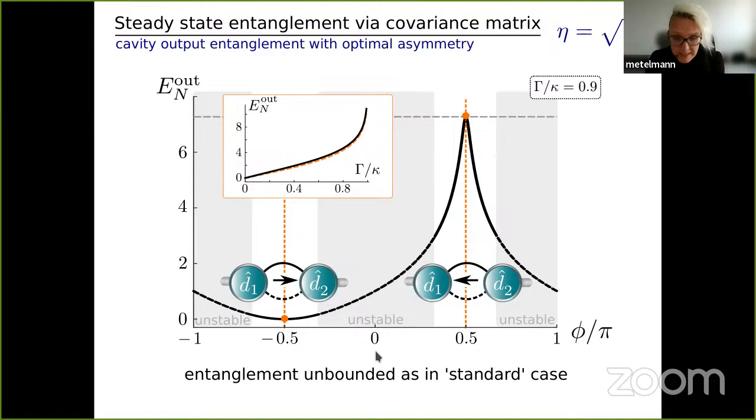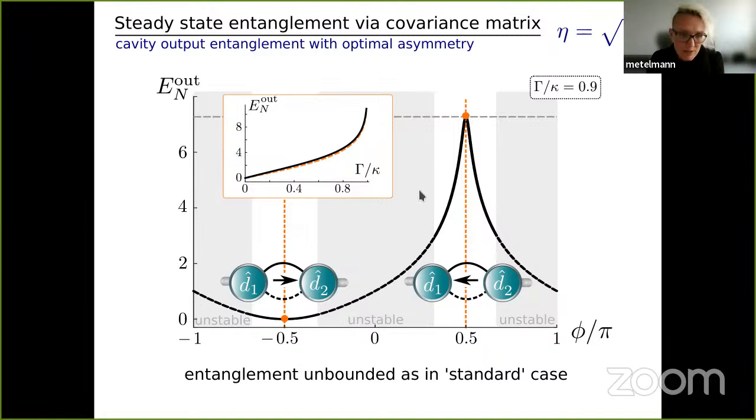What you see here is now the entanglement, and there is some asymmetric behavior, as you can clearly see. If we go from 2 to 1, we have a maximum in the entanglement, while if we go from 1 to 2, we are not entangled. So the entanglement completely vanishes. This is kind of a switching behavior. But overall, if we work at the point where we go from 2 to 1 and we stay at pi over 2, we actually have a similar behavior in terms of the unboundedness as we have in the two-mode squeezing interaction.